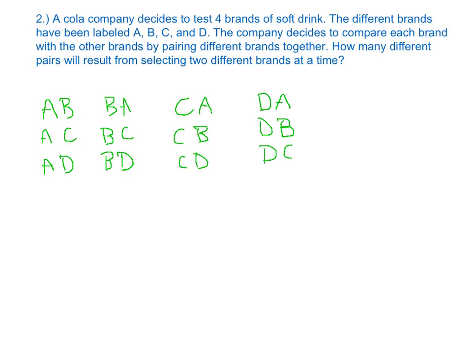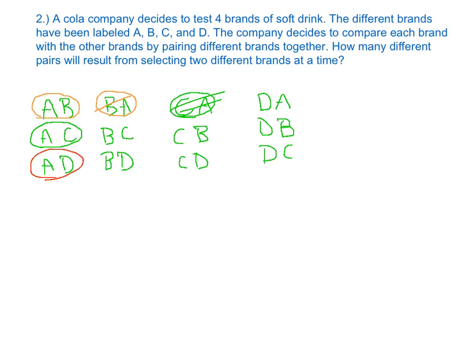As we start looking at this now, we've got AB, which is the same as BA. They're just in different orders. The group's not different, so we're going to cross off one of those because we're not going to count it twice. If we look at AC, AC is the same thing as CA. Well, we're not going to count that twice, so we'll cross that one off.